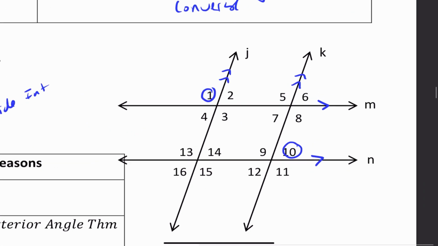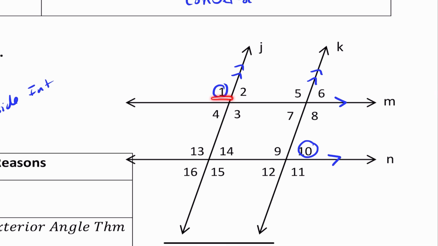So let me go ahead and look back at the picture, okay? So again, here's 1 and here's 10, right? I have parallel lines cut by this transversal and that transversal, right? So just by looking at the positioning, 1 is over here, 10 is over here.